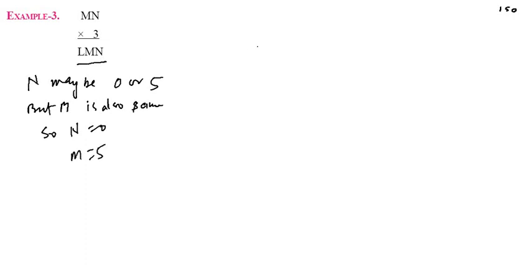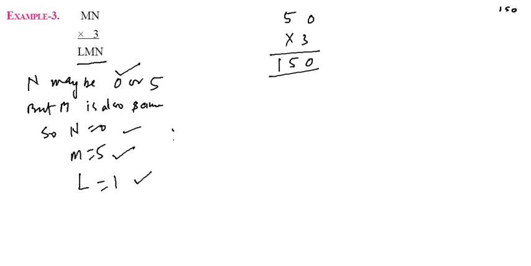So let us see what will happen. Suppose M is equal to 5, N is equal to 0, now 3 multiplied to this one, 3 times 0 is 0 and 3 times 5 is 15 and 1 carries, so it is 1560. So you can say M is equal to 5 and N is equal to 0, and what is the L? L is equal to 1. So these are the values of this question. So that is going to be your answer.